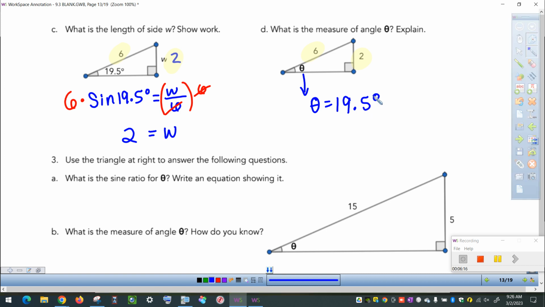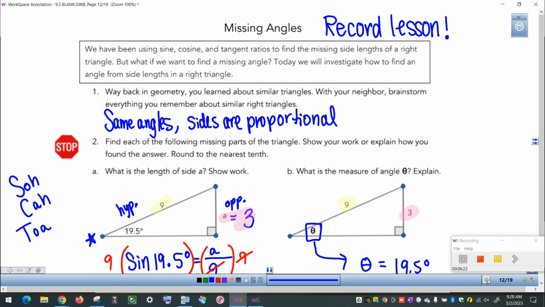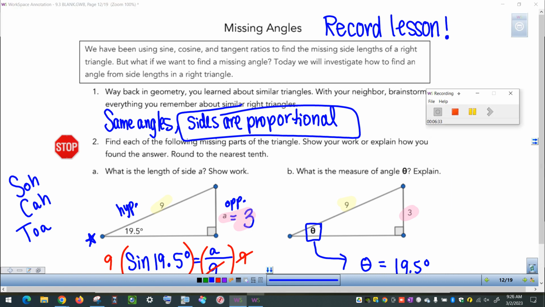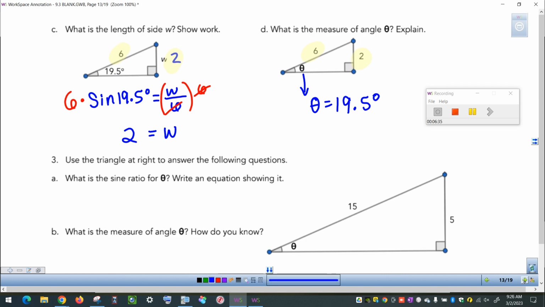Okay, now something that's a little interesting about the 2 sets of triangles that we've done so far is that we're now seeing an example of the side lengths being proportional. So the triangle in part A and B is similar to the triangle in part C and D, and that's because they have the same angle. They have that same angle there of 19.5.